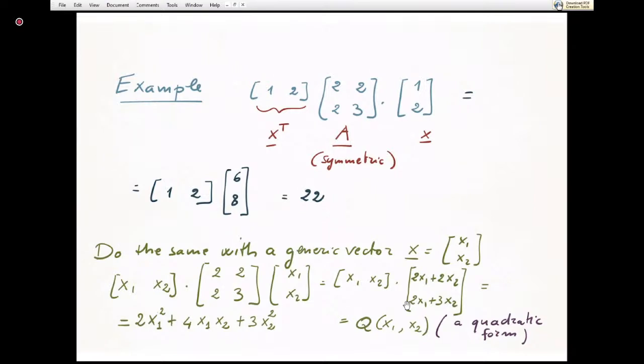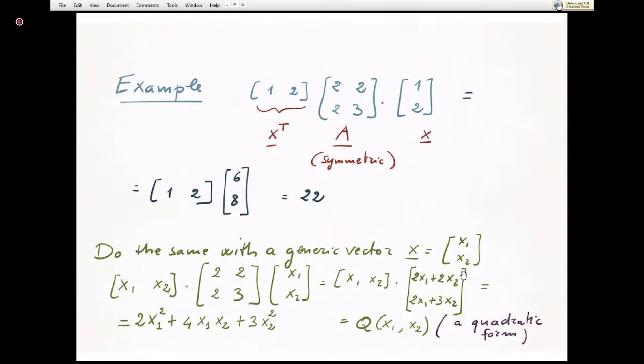Let me show you another example in which X is not a vector of variables, but a vector of numbers. Multiply first A times X. I get 2 plus 4, 6. 2 plus 6, 8. Now left multiply by vector X, which is 1, 2 in this case. The result is 6 plus 16, 22. Now do the same with the same symmetric matrix, but not the vector 1, 2, a generic vector X, x1, x2.